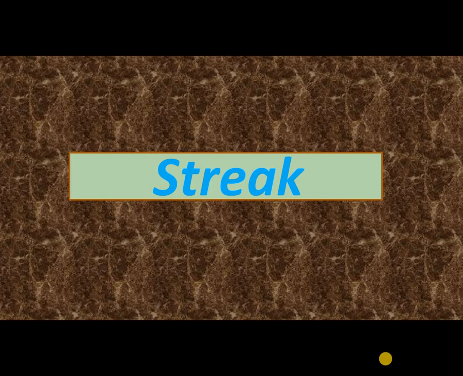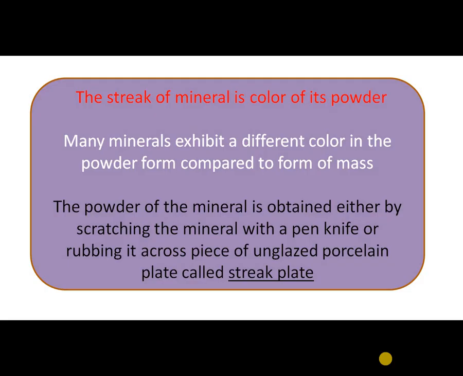And another physical property is streak. What is the meaning of streak? The streak of a mineral is defined as the color of its powder. Many minerals exhibit a different color in the powder form compared to the form of mass. So the difference between color and streak is, color is of the body of the mineral, whereas streak is the color of its powder. This is the major difference between color and streak.